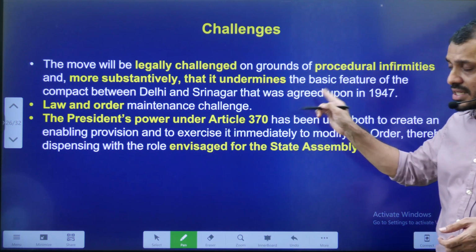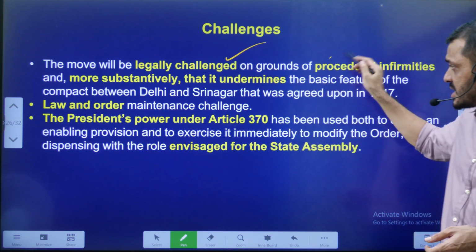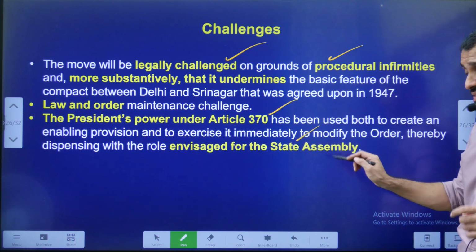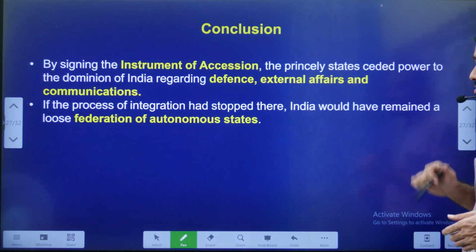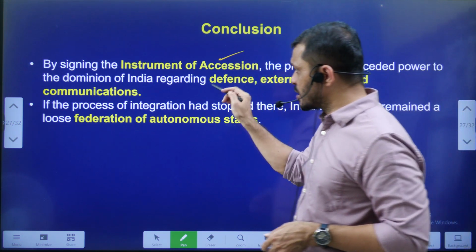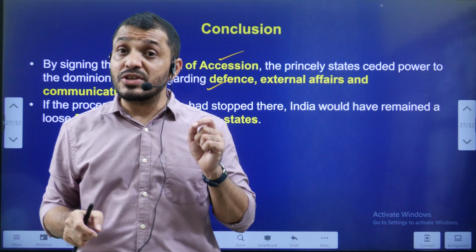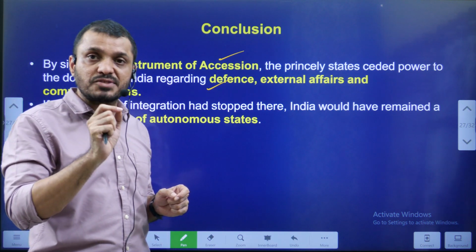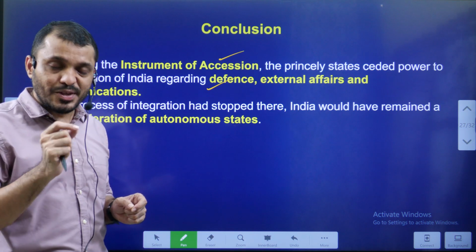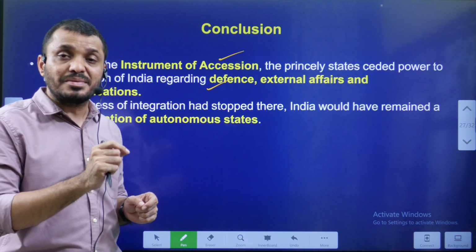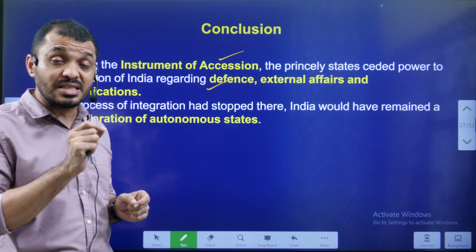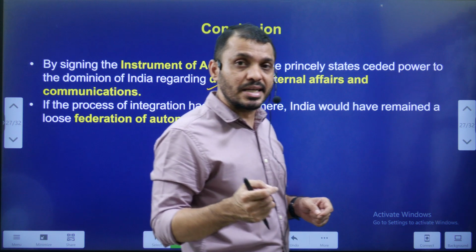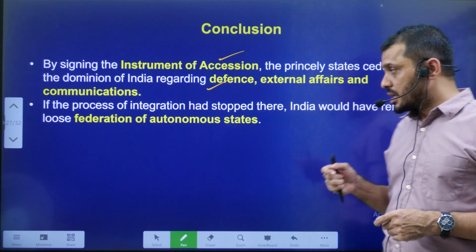Then what are the challenges? Number one, legal challenges have to be overcome: whether the President can exercise those powers under Article 370 or not, and this has to convince the court. The final conclusion is that with the help of the instrument of accession, we not only integrated J&K, but we gave some kind of sense of confidence to the people. Even though Article 370 is not there, the government has to continue that confidence in the people in future times. That improves the unity and integrity of the nation. So that is the conclusion.